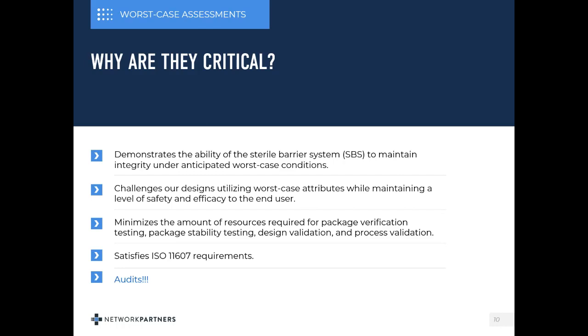So that would be your usability aseptic presentation, as well as your process validations like your IQ, OQ, PQ with the sealing equipment and the material that you pick. This also is very important. It satisfies ISO 11607 requirements. So that's the big one there.